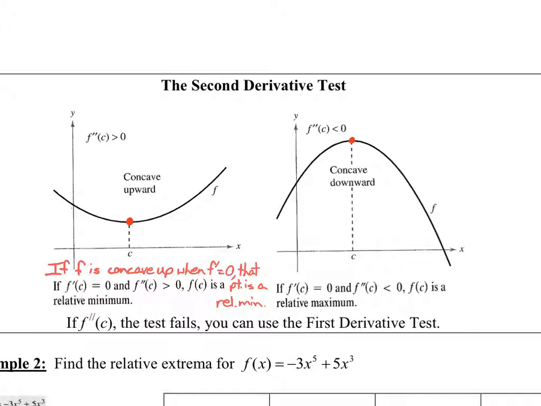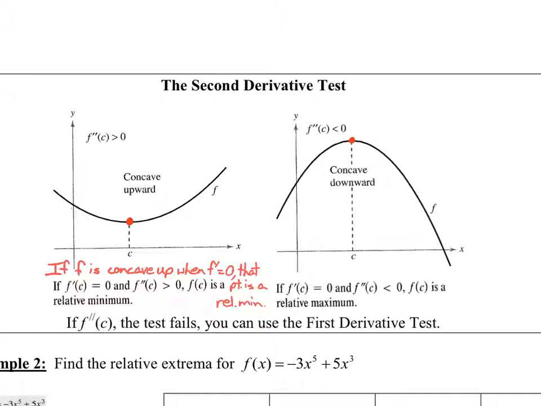And if you think about it, it makes sense. To be a min, it's got to be arching up like that. If it's a max, it's got to be arching downward like that. So this is one of those things that kind of makes sense, but notice this only applies when f prime of c equals 0. So we wouldn't use this for the critical numbers that we get when the first derivative is undefined.